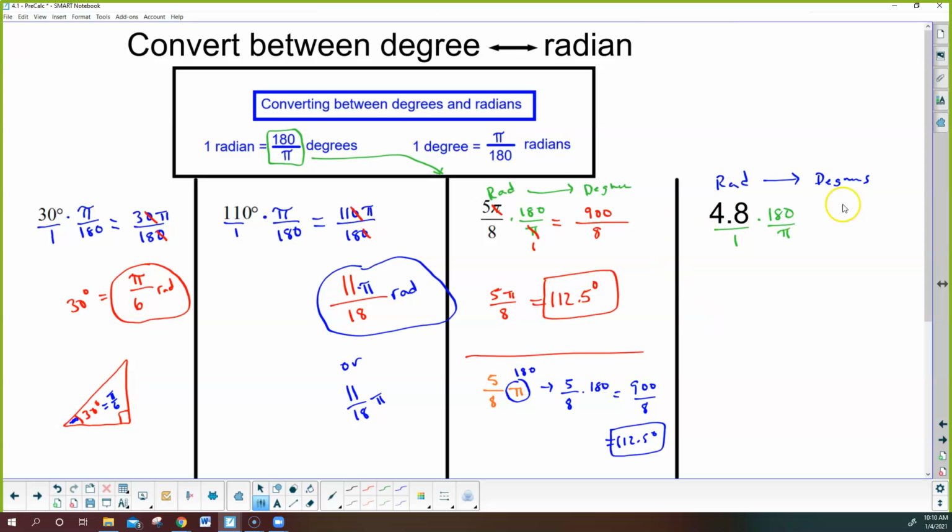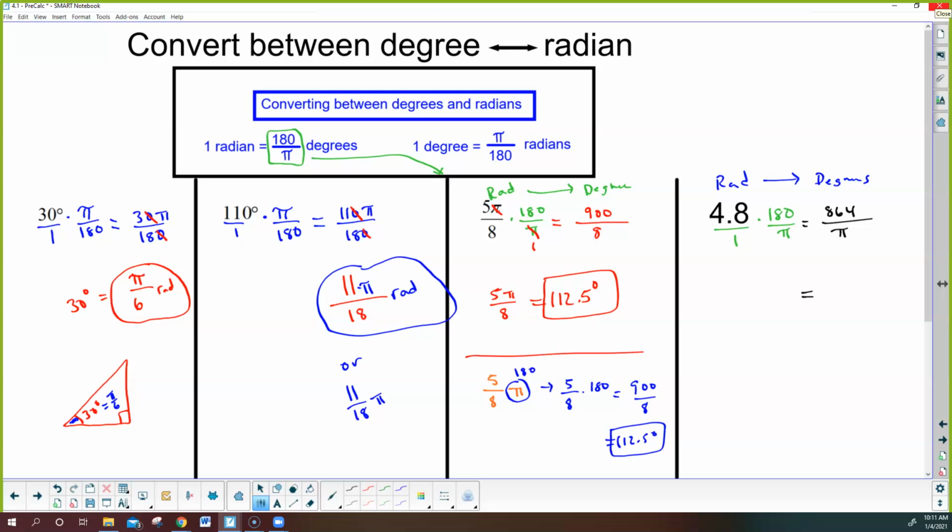And then you're just going to multiply straight across. It's fractions. So 4.8 times 180 is 864. And then multiply straight across, 1 times pi is pi. And then we're going to ask that you use the pi button in your calculator. Don't use 3.14. That's not accurate enough. We want to use the pi button.